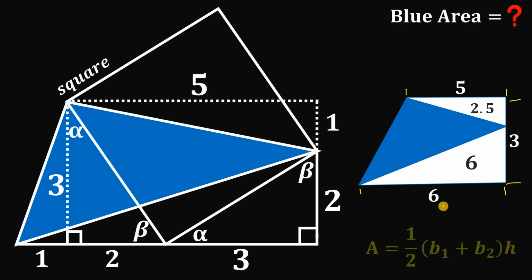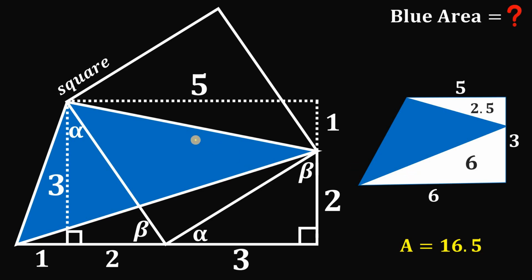So using the formula to find the area of a trapezoid, 1/2 multiplied by base 1 plus base 2 times h, we can now find the area of this trapezoid. So, we have 1/2 multiplied by 5 plus 6 multiplied by 3, and 5 plus 6 is 11. 11 times 3 is 33. 1/2 of 33 is 16.5 square units. So 16.5 square units is the total area of this trapezoid.